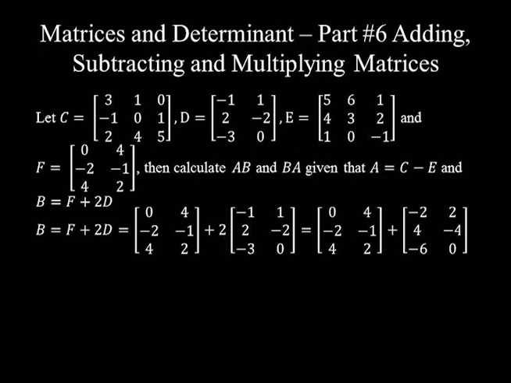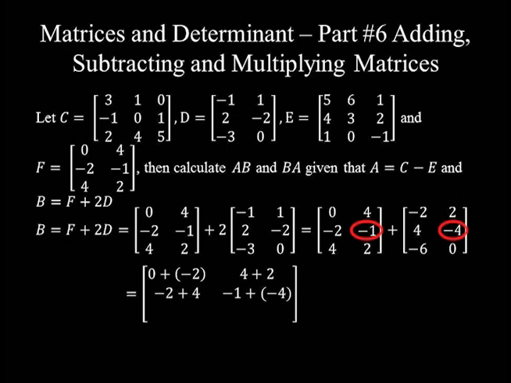Just like subtraction of matrices, addition of two matrices goes in such a way that each element of the first matrix is added to the corresponding element of the second matrix. That's row 1, column 1 of matrix F, that's 0, plus row 1, column 1 of 2D, that's -2. Row 1, column 2 of F, that's 4, plus row 1, column 2 of 2D, that's 2. By the same analogy, row 2 and row 3 elements can be added as -2 plus 4, -1 plus -4, 4 plus -6, and 2 plus 0.